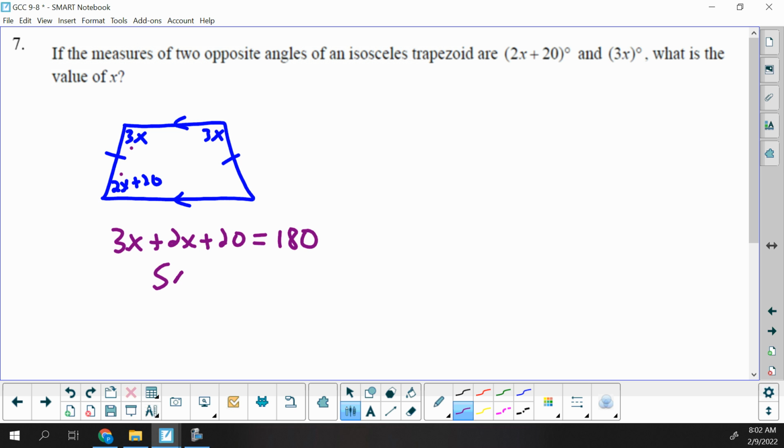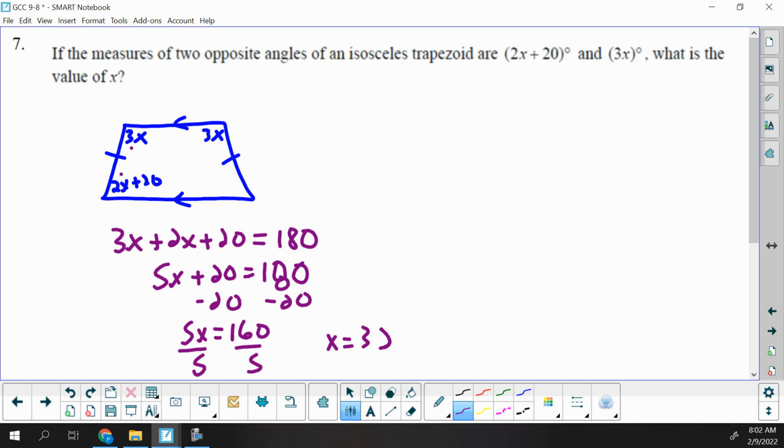Combining like terms, we get 5x plus 20 equals 180. Subtract the 20 over. 5x is equal to 160. Divide by 5 and we get x is 32. Reread the question, see if that's what we want or if we need to sub in. And in this case, all they wanted was the value of x, so we are done.